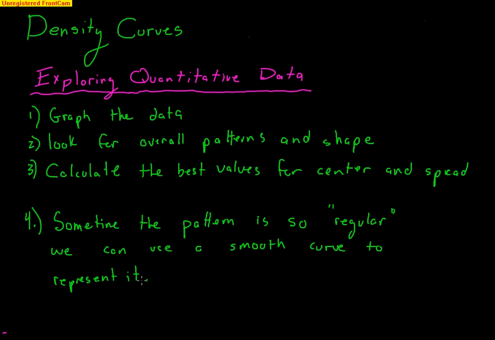When you see a pattern in your data that is so regular, let's just say I'm looking at weights of a sample of high school teenagers, and I see this pattern, and I get another sample and see the same kind of pattern, the same shape, and I get another sample and see the same pattern, the same shape. When you start to see such a regular pattern occurring, we can maybe use a smooth curve to represent or approximate that shape. The best way for me to describe this is with an example.